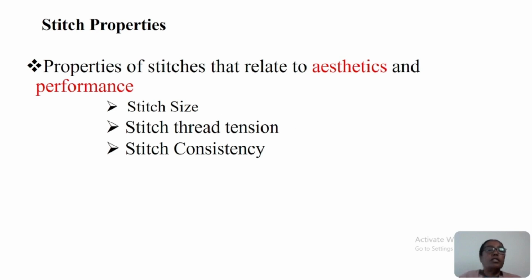We have finished this stitch type, so we are going to see stitch properties. Stitch properties are related to the aesthetic and performance of the stitch. Stitch size, stitch thread tension, and stitch consistency are stitch properties. These properties are related to the aesthetic and performance of the stitch.